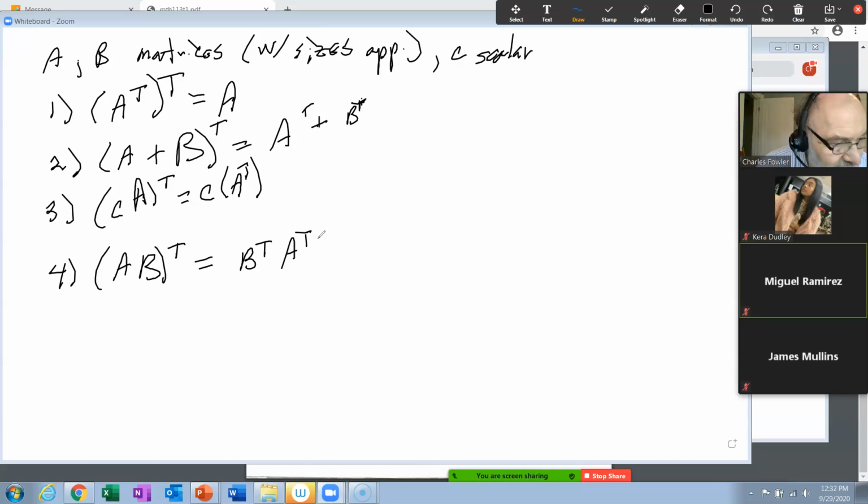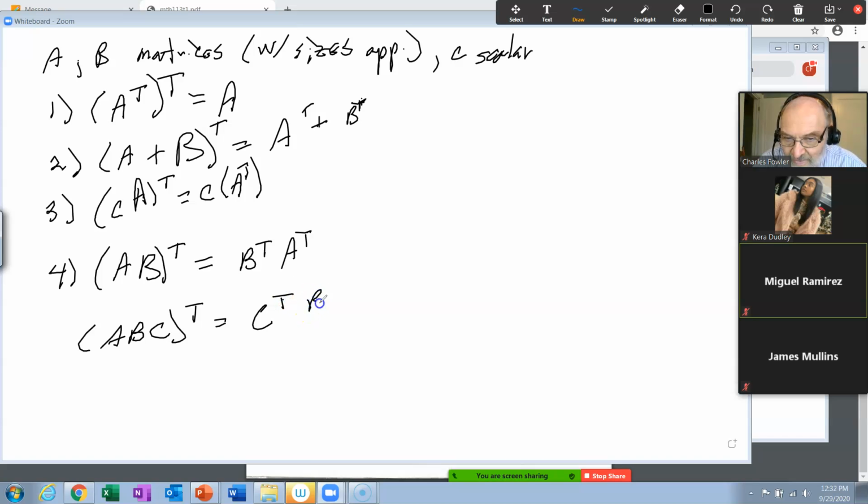They did it for 3 here. Let me just write that out. A, B, C, the product of those transposed is going to be the same as C transpose times B transposed times A transposed. And that's what they got there.